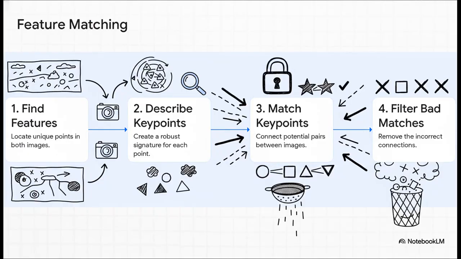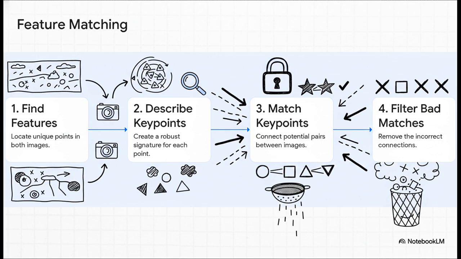Basically, it all comes down to four main steps. 1. Find the features in both images. 2. Describe those features in a special way that makes them easy to recognize. 3. Try to match them up. And 4, and this part is absolutely crucial, filter out all the bad matches.